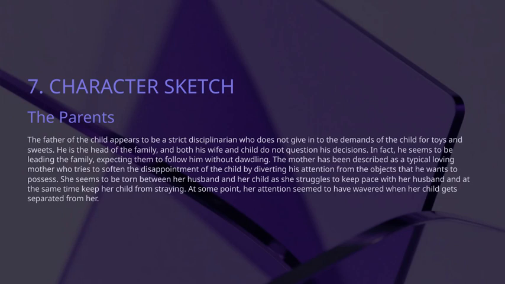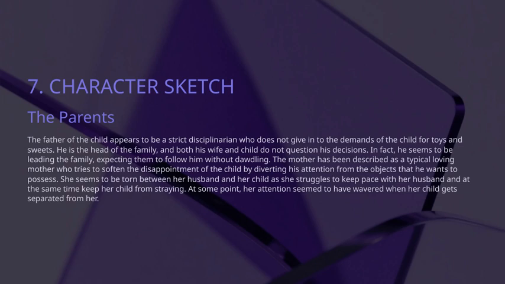The father appears to be a strict disciplinarian, which means he enforces rules firmly and doesn't easily give in to his child's demands for toys and sweets. He's essentially the head of the family, and both his wife and child tend to accept his decisions without question. This suggests a family dynamic where authority is centralized and obedience is expected. The father seems to be leading the family, expecting everyone to follow his lead without hesitation.